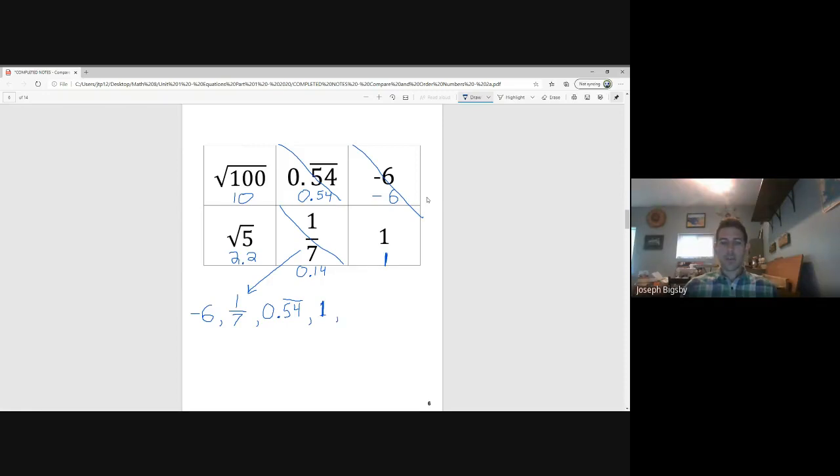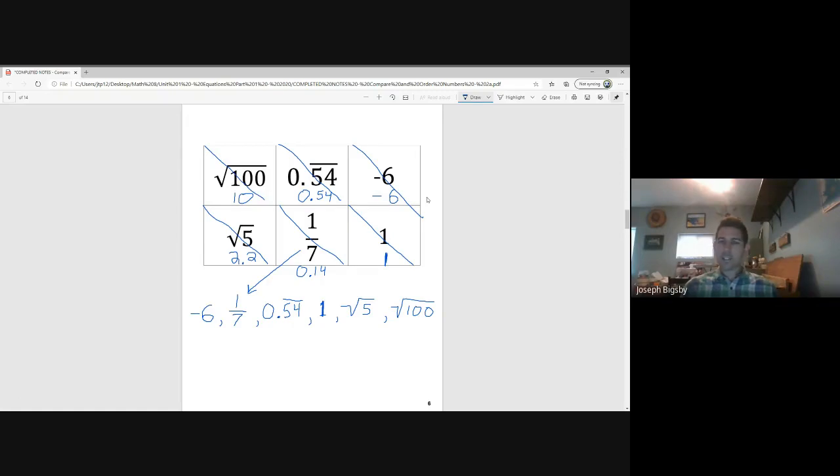Now between 10 and 2.2, 2.2 is definitely the next number in line, but I'm not going to write the 2.2. I'm going to write the square root of 5, because that's how it was originally given to us. Oh, I forgot to cross the 1 out. Don't want to use it again. So let's now cross out the square root of 5 since I used it. That leaves our largest number, the square root of 100. And again, I'm writing it in the original form that it was given to me.